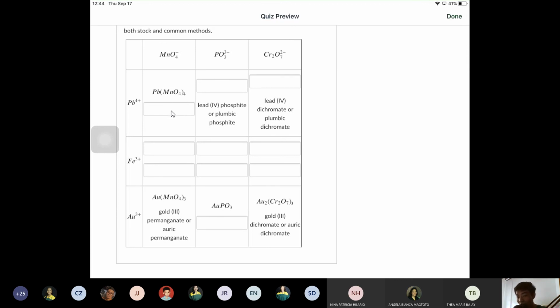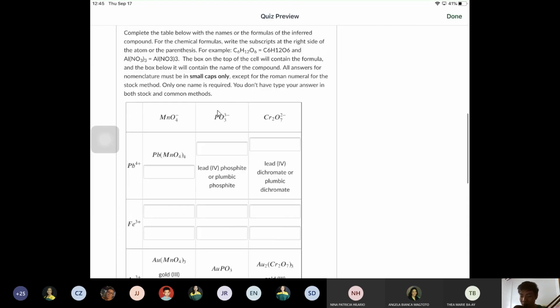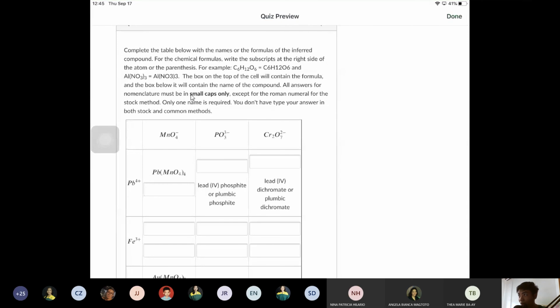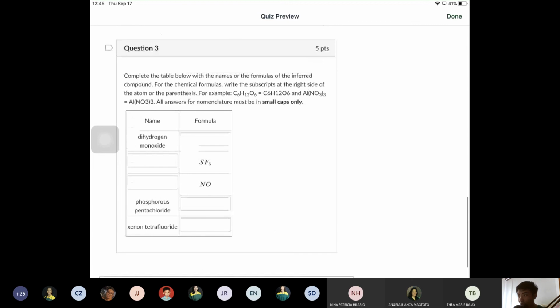So yung naming dyan, pwedeng dalawa, di ba? Pwedeng stock, pwedeng common. So you just provide one of them. Such as this one, lead 4 phosphite or plumbic phosphite. Kung maglalagay kayo ng sagot dyan, isa lang. Pwedeng lead 4 phosphite lang or plumbic phosphite. Kayo bahala. Again, may rules naman dito kung paano ilalagay yung formula at yung names. So just follow the rules na. So nasa taas yung formula, nasa babang box yung names.